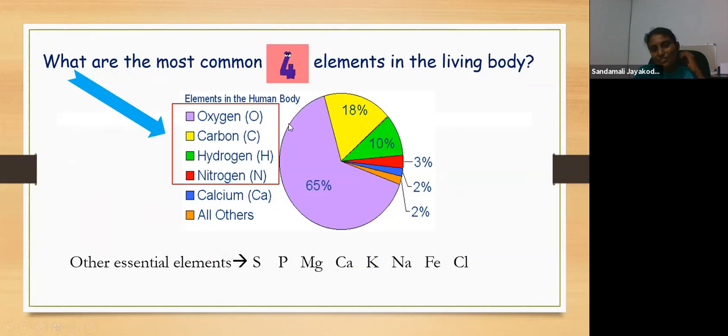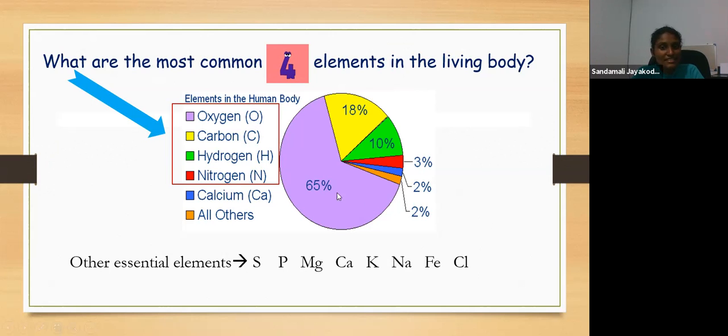So, this is the composition of elements in a human body. Can you see here? What are the four most abundant elements in a living body? Can you tell me? It is selected here. What are those? Oxygen, carbon, hydrogen, nitrogen. Yes, those are the main elements which can be found in our human body.